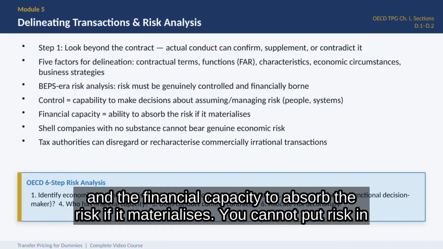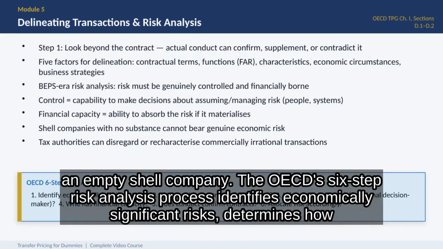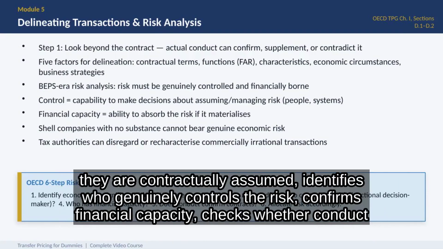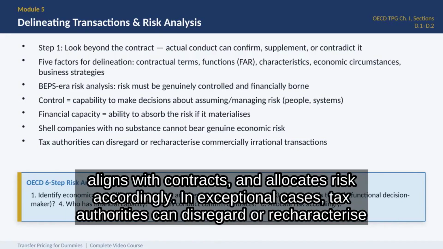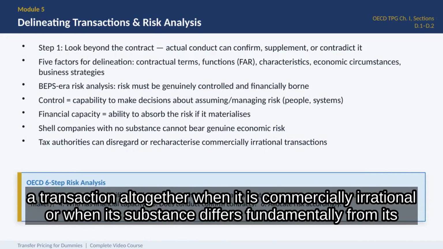The OECD's 6-step risk analysis process identifies economically significant risks, determines how they are contractually assumed, identifies who genuinely controls the risk, confirms financial capacity, checks whether conduct aligns with contracts, and allocates risk accordingly. In exceptional cases, tax authorities can disregard or recharacterize a transaction altogether when it is commercially irrational or when its substance differs fundamentally from its form.